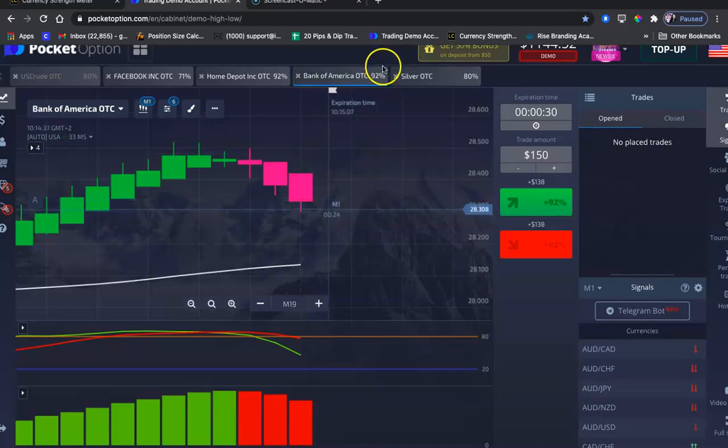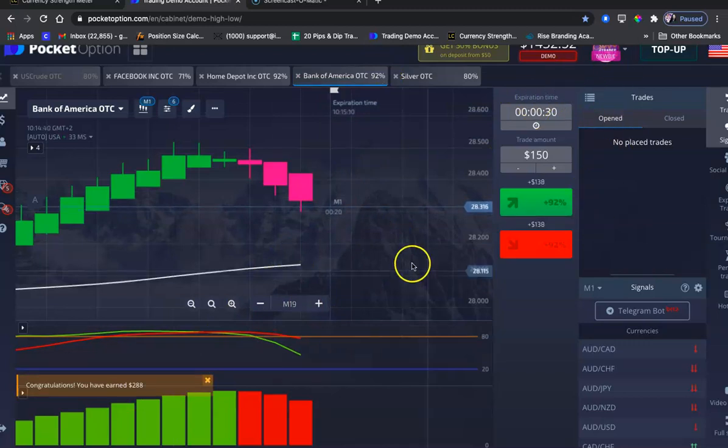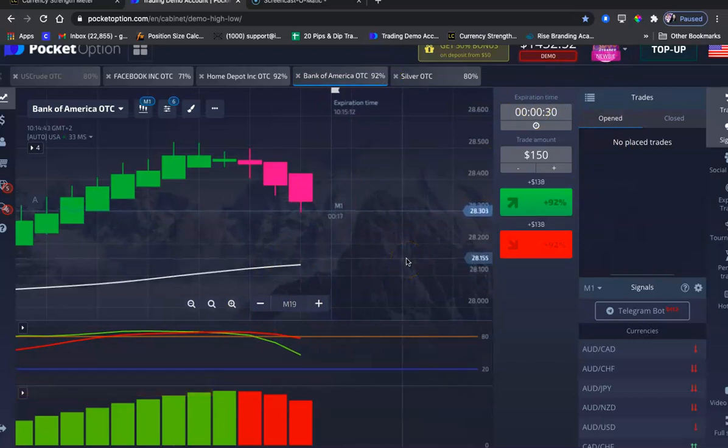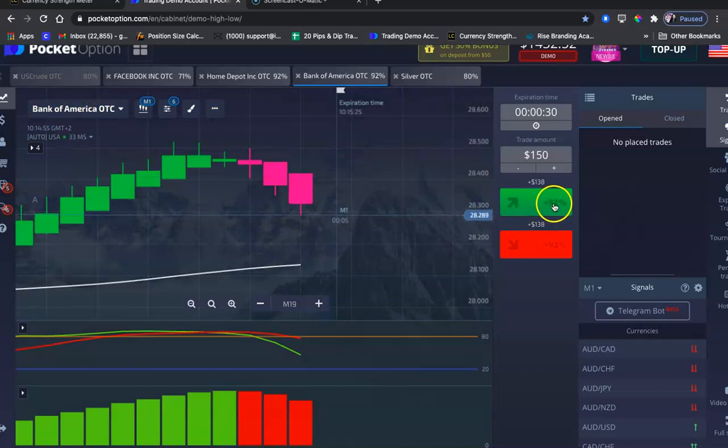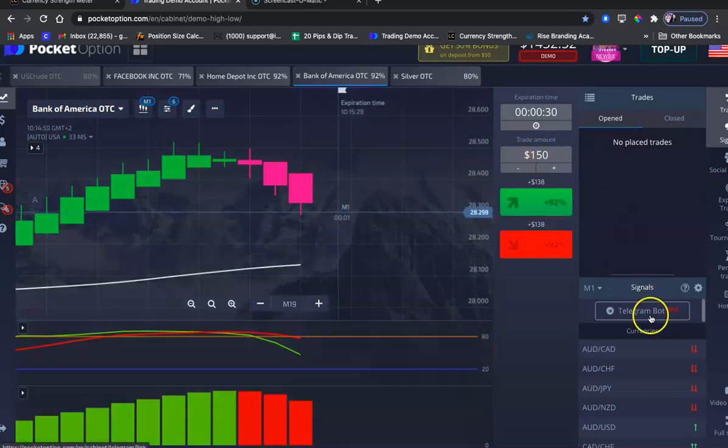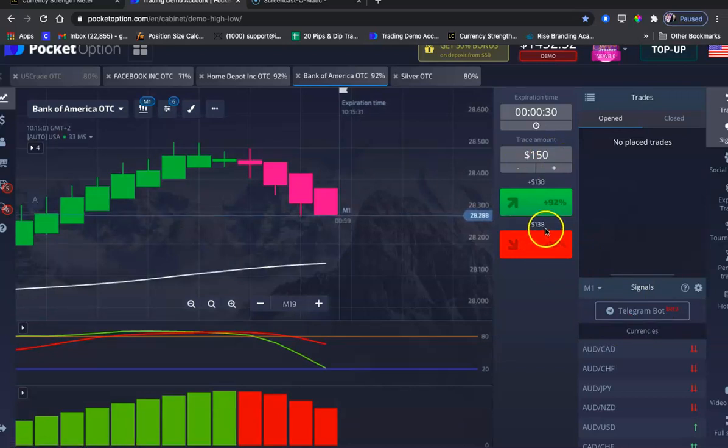And I actually won. You see, I won that $288 just like that in 30 seconds. Okay. I put in 150 and it was a 92%. Okay. Price was at 92%. We're trading Bank of America stock at 92%. 92% of 150 is $138. So that's what I increased my account by, $138.